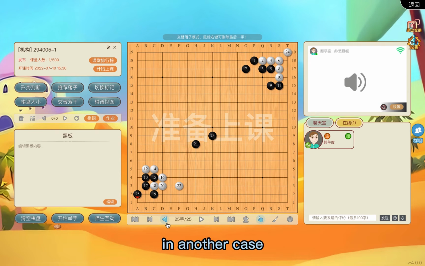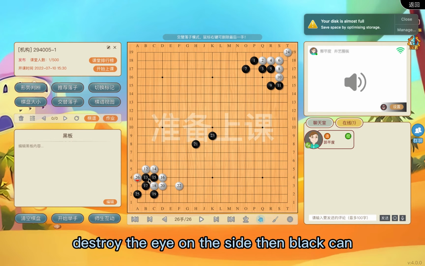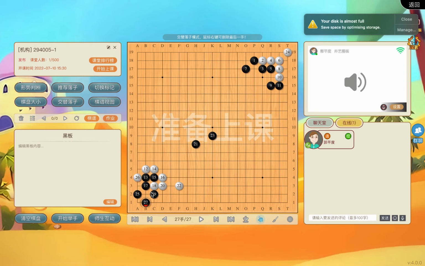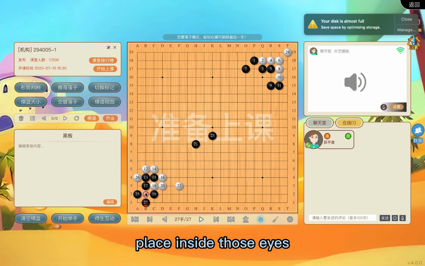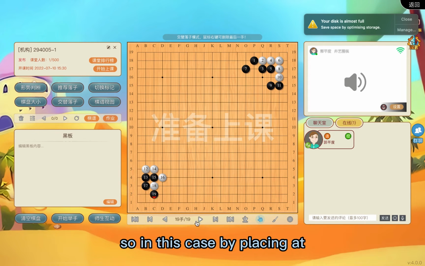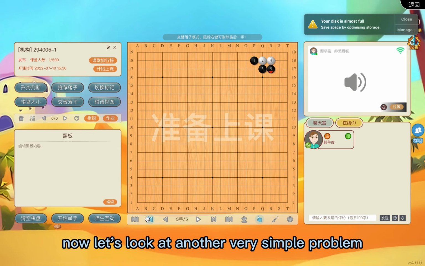In another case, by placing here, if white attempts to destroy the eye on the side, then black can make two eyes by placing here on 27, so that there are two real eyes, you can see, and white cannot place inside those eyes. So in this case, by placing at A2, black is alive. Now let's look at another very simple problem.